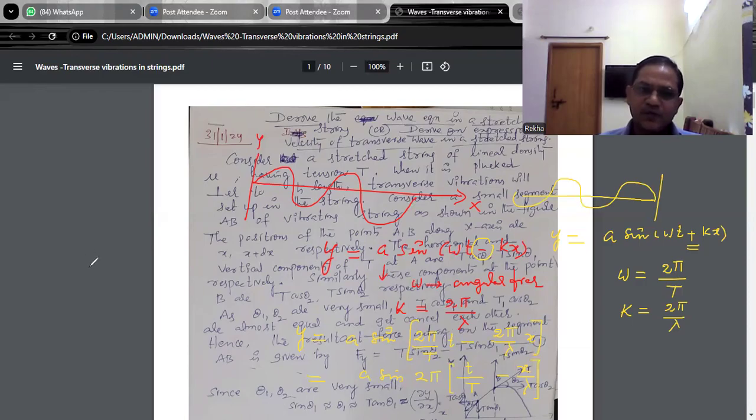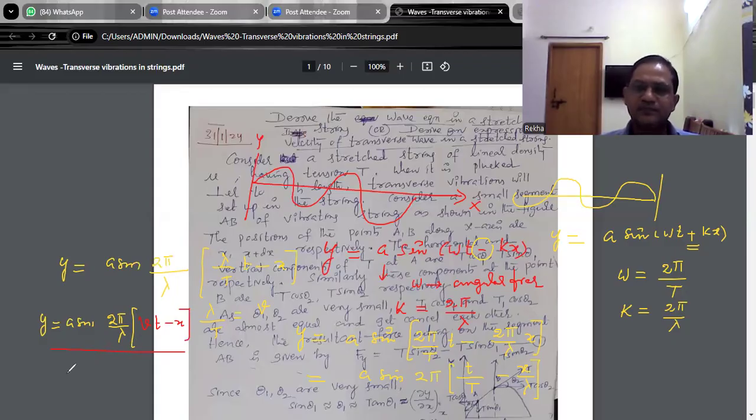In this, if you take the 2π/λ also common, then we can write y = a sin (2π/λ)(λt/T − x). But λ/T is the velocity of the wave. Substituting that, y = a sin (2π/λ)(vt − x).